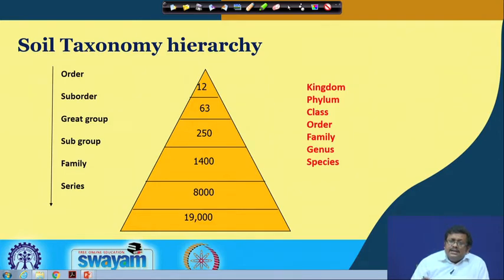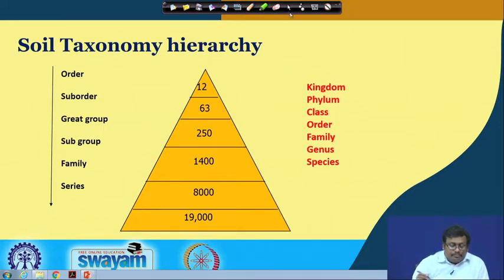This is the major or stark difference from other or previously described genetic and morphogenetic systems, that you can describe or classify any soil based on measurable soil properties. Just like you can classify a group of people into several classes based on their hair color, based on their height. So, these are measurable properties. Similarly, soil taxonomy uses some measurable soil properties to classify soils.